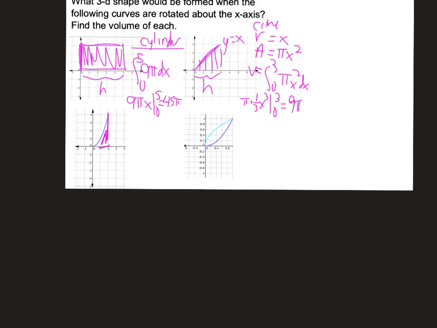But I can do this, and I can't do this using my geometry formulas because this is not one of those 3D figures that we had in geometry. But I can do it using that same cone idea. So it's like a cone.